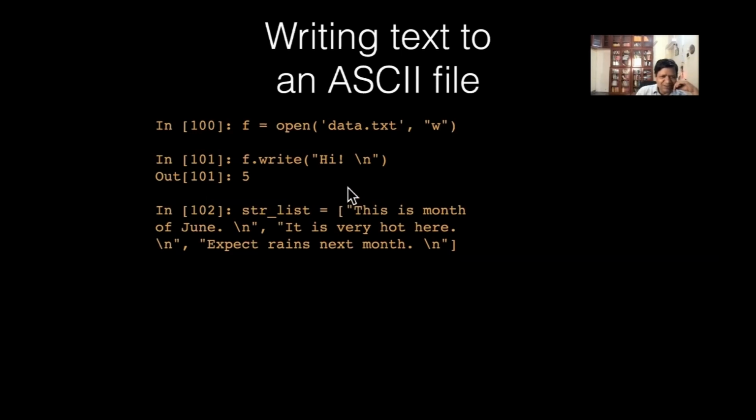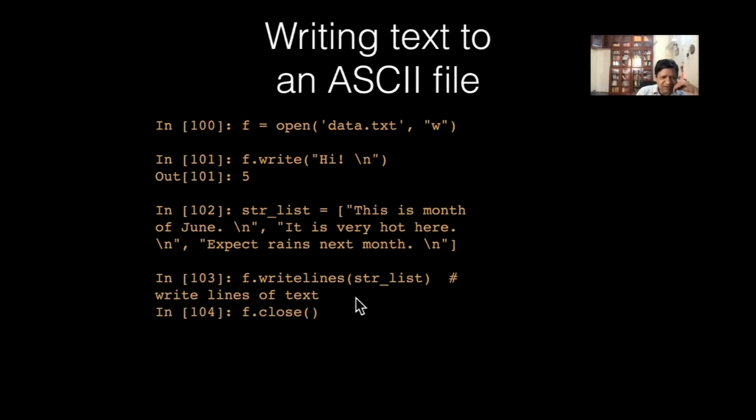There are 3 strings, so I cannot use the write function in this way. So it's writelines. The function name is writelines. So f.writelines, and this list of strings is put there. Then it's going to put all these 3 lines. This is a part of a comment: hash, write lines to text and close.